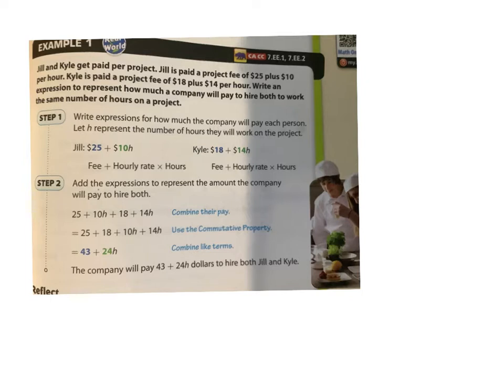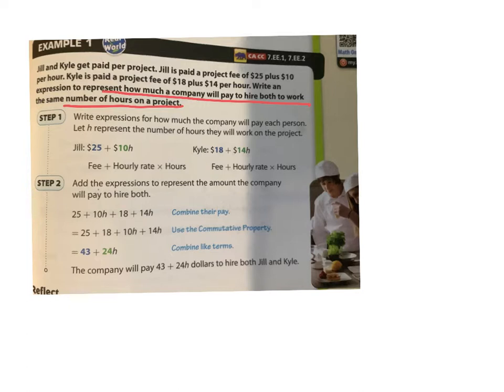So here we go. Jill and Kyle get paid per project. Jill is paid a project fee of $25 plus $10 per hour. Kyle is paid a project fee of $18 plus $14 per hour. Write an expression to represent how much a company will pay to hire both to work the same number of hours on a project. How much will they have to pay both of them? So you would add their results together.